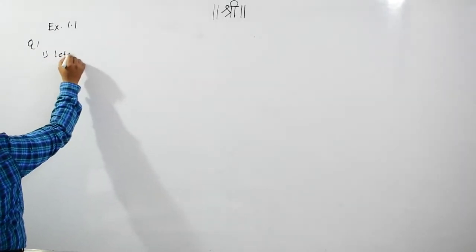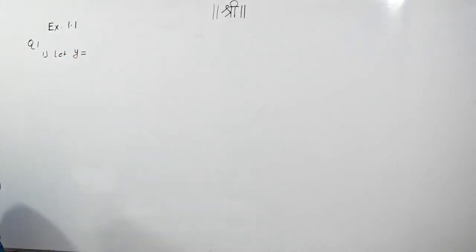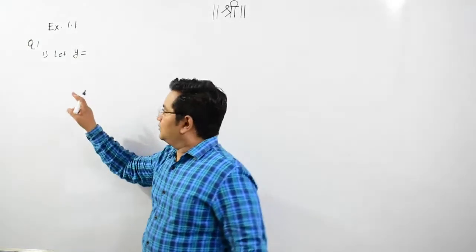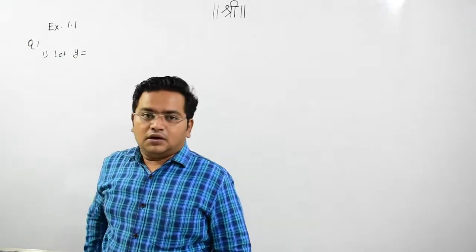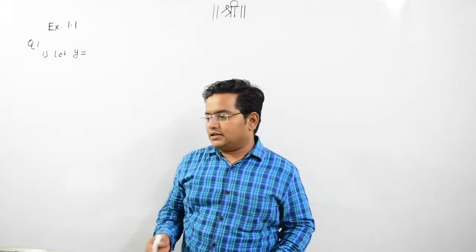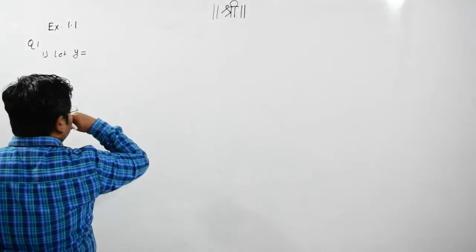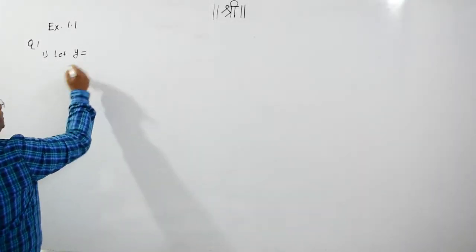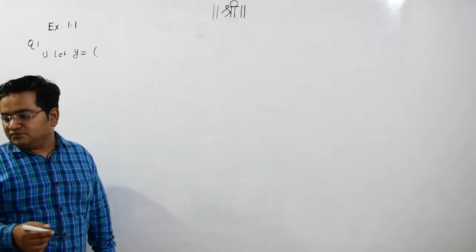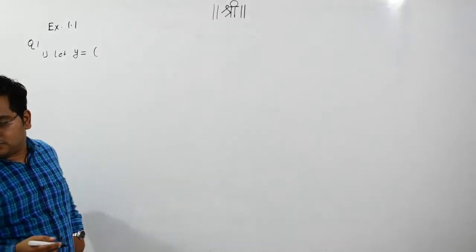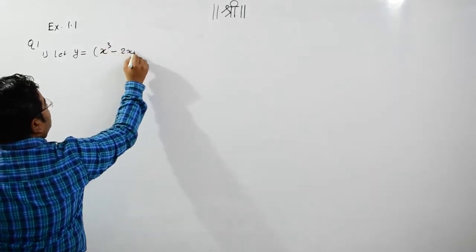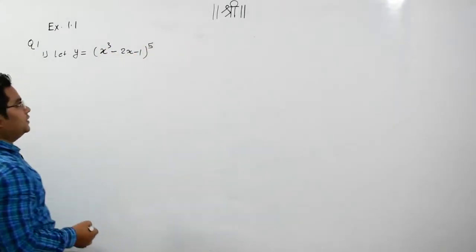So let y is equal to. Whenever you are solving this question, you need to start like this, let y is equal to, because the given function does not have any indication whether it is y or x, y, z, anything like that. They have given us only that quantity, and now we need to consider it. So let y is equal to (x cube minus 2x minus 1) bracket raised to 5, (x cube minus 2x minus 1) bracket raised to 5.